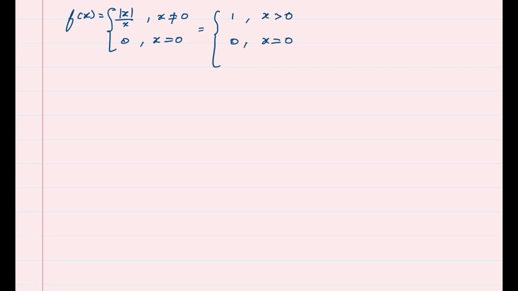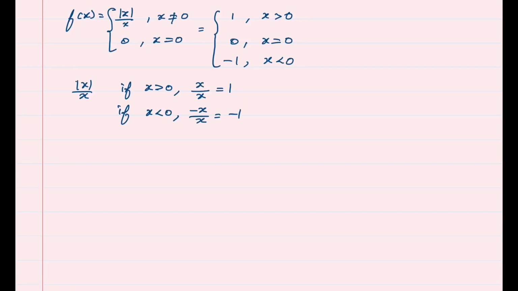Now, let us discuss the continuity of the Signum function, which is absolute value of x over x when x is not equal to 0 and 0 when x is equal to 0. The Signum function can be defined as 1 when x is greater than 0, 0 when x is equal to 0 and minus 1 when x is less than 0. If x is positive, absolute value of x becomes plus x. Therefore, the Signum function takes the value 1. And if x is less than 0, absolute value of x becomes minus x. Therefore, it takes the value minus 1.